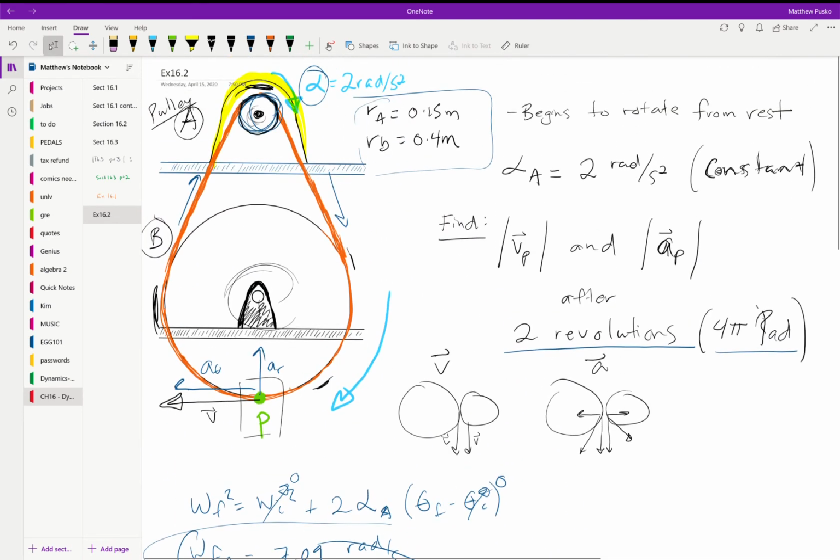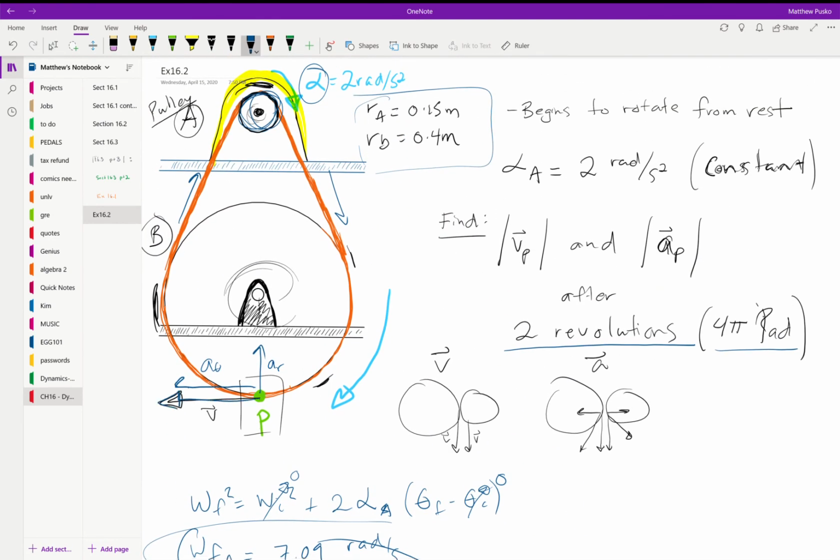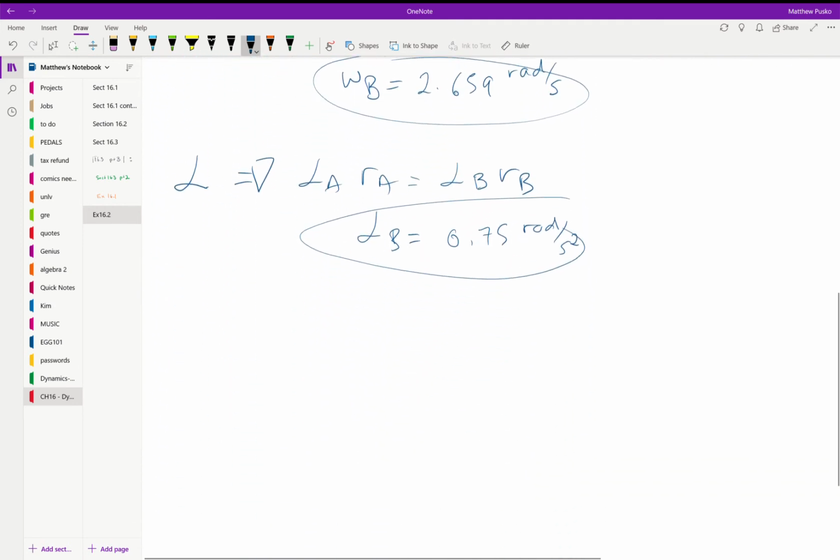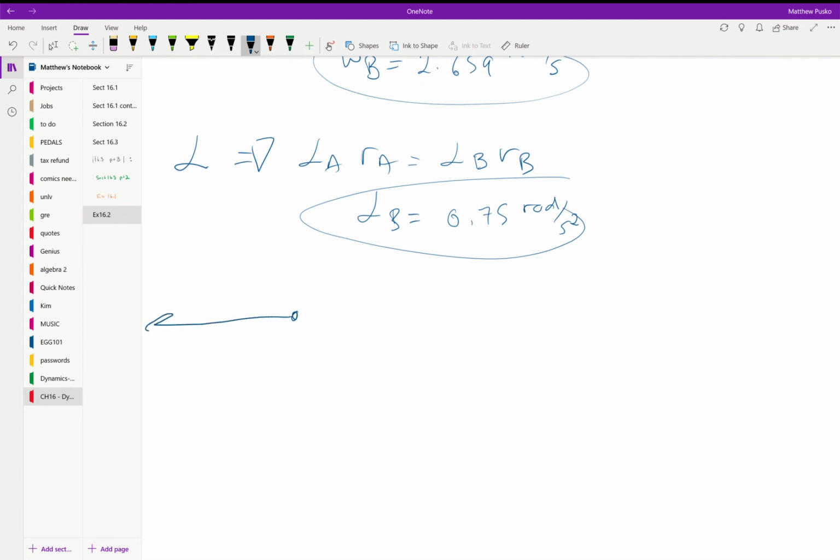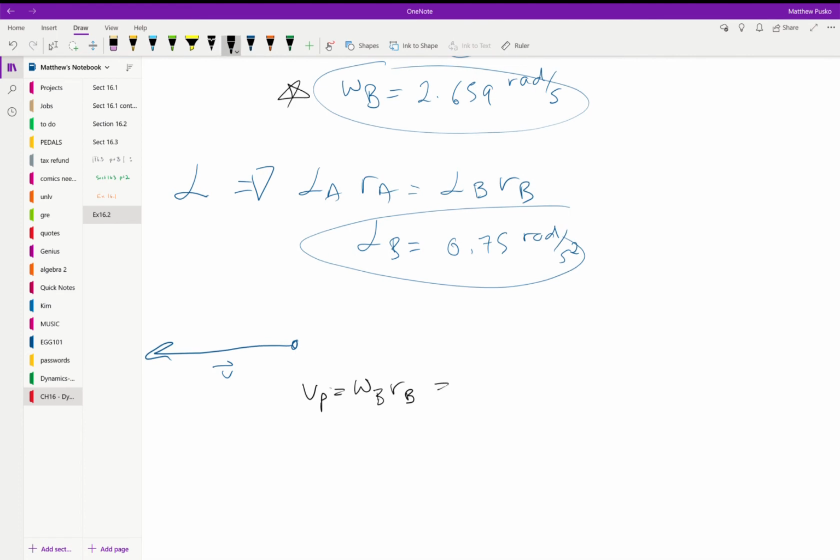Because when we're looking at the velocity, let's take care of the velocity first. The velocity of point P, that thing right there, is going to be tangent to the path, and we can say it is equal to omega B RB. We now have omega B right here, so we can calculate that to be 1.06 meters per second, because we're looking at linear velocity. Alright, there's one answer.